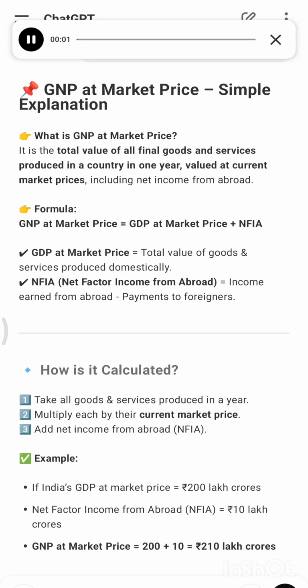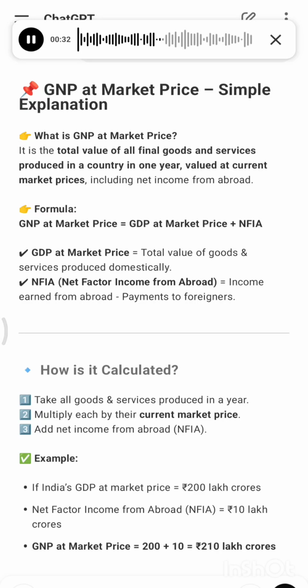GNP at market price, simple explanation. What is GNP at market price? It is the total value of all final goods and services produced in a country in 1 year, valued at current market prices, including net income from abroad. Formula: GNP at market price equals GDP at market price plus NFIA. GDP at market price is the total value of goods and services produced domestically. NFIA, net factor income from abroad, equals income earned from abroad minus payments to foreigners.